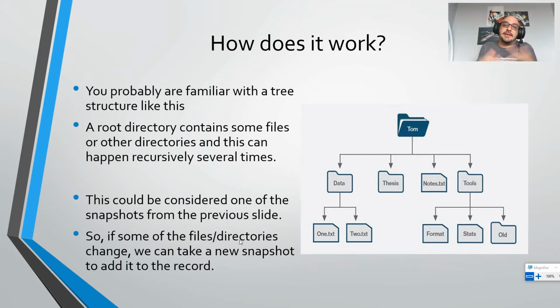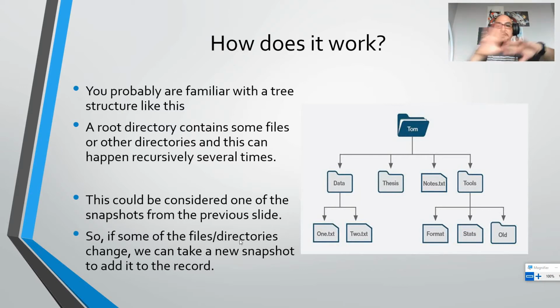You can see there a sample of a generic kind of directory. I have a root directory, in this case it's called Tom. Tom has some subfolders or subdirectories like data, thesis, or tools, but it also can have some files like, for example, the notes.txt. And then inside each one of the subfolders, you could potentially have some other files and/or subfolders.